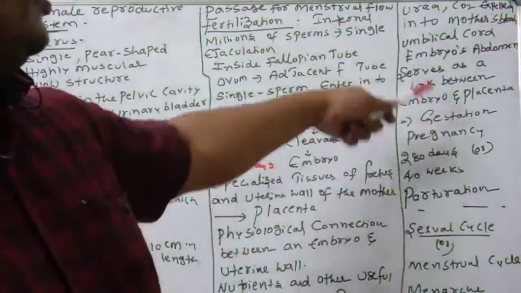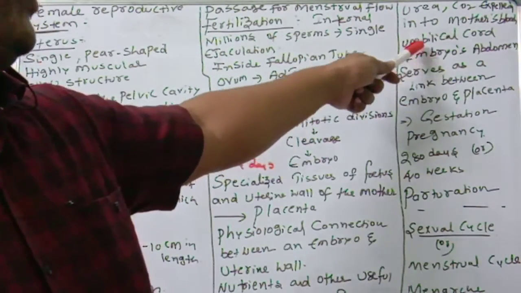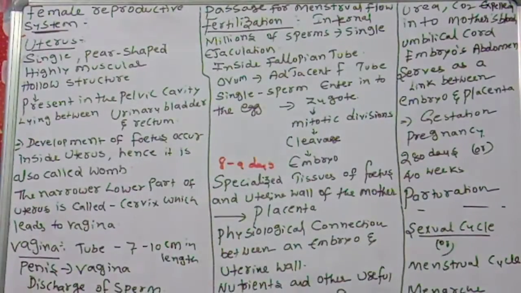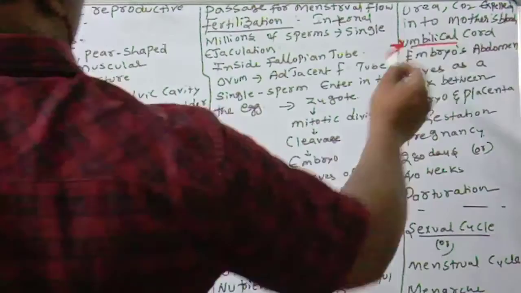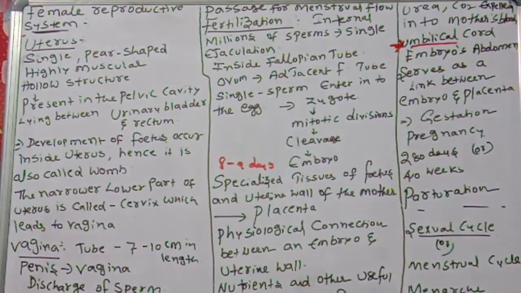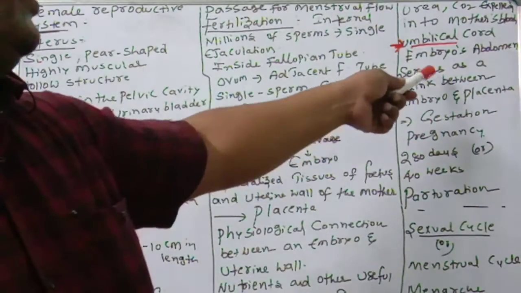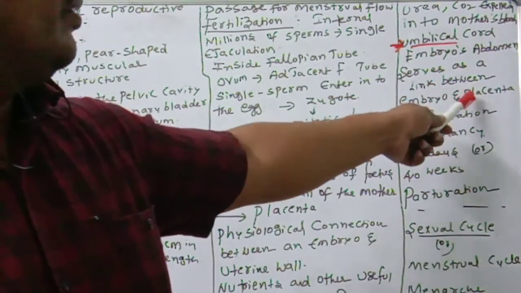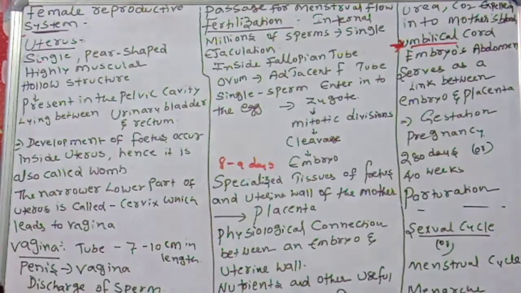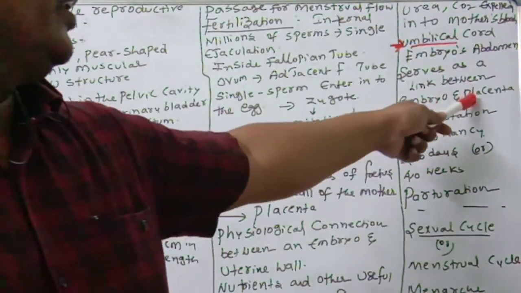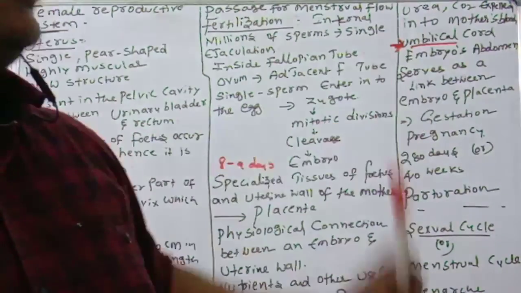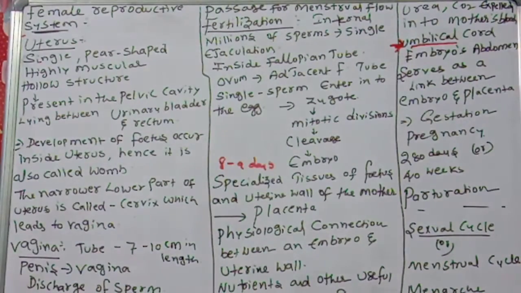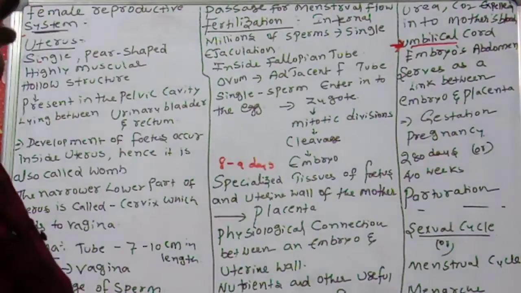Next, the umbilical cord. The umbilical cord is formed from the embryo's abdomen. Another important connecting link. What is that connecting link? Umbilical cord, another connecting link between the embryo's abdomen and the mother's uterus. It serves as a link between the embryo and the placenta. So like that, one more link is the umbilical cord.